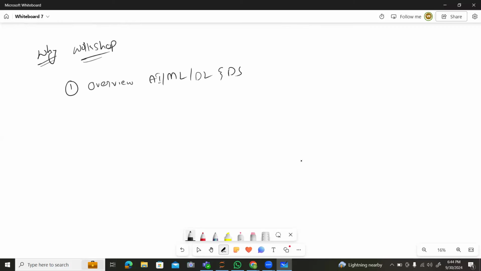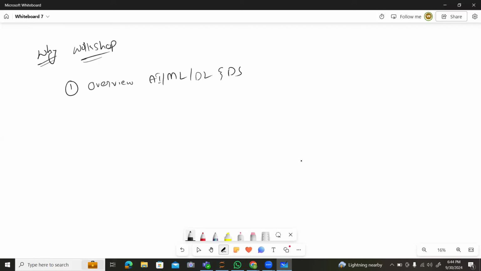First, let me give you the benefits. Why do you need to join this workshop? What benefits will you get from this workshop? First, you will get the overview of AI, ML, DL, and data science, like machine learning, deep learning, natural language processing. You will get a complete understanding of this overview: how AI works, how machine learning works, how deep learning works, and how data science is helpful for AI.